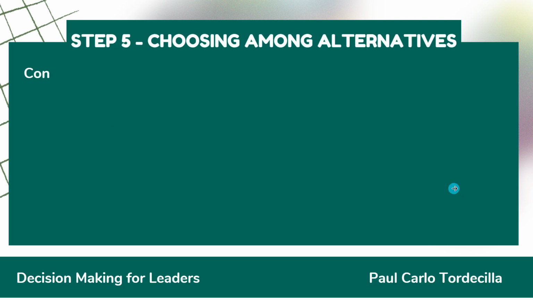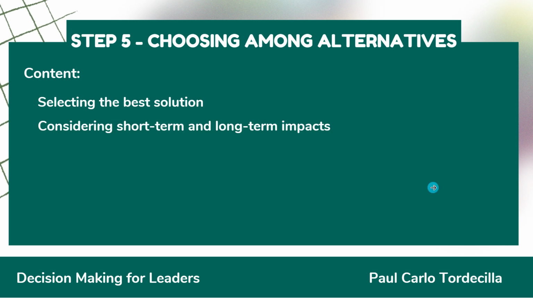Now that you've weighed the evidence, it's time to make a choice. The selected alternative should not only address the problem, but also align with your organizational goals. It's important to consider both the short-term and long-term impacts of the decision to ensure sustainable success.